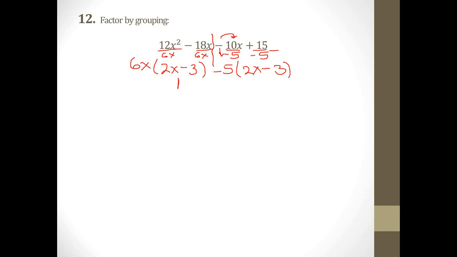Okay, so these two must be exactly the same when you're using the grouping method. If they are not exactly the same, you should go back and check. You must have made a mistake.